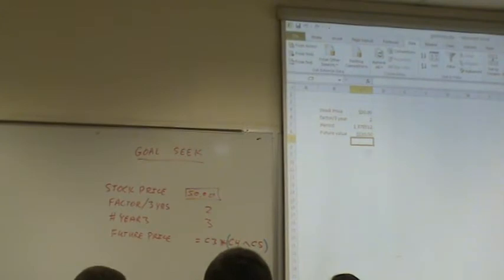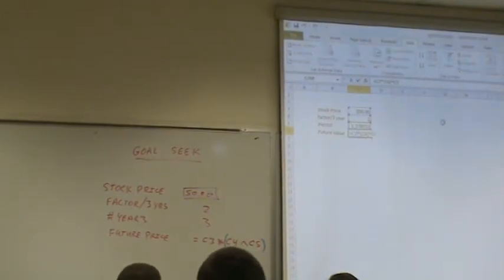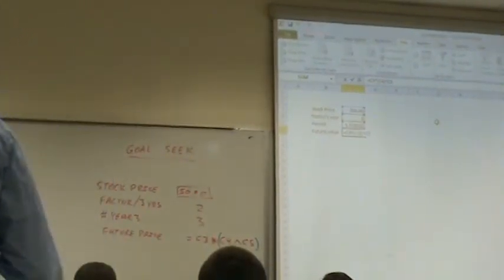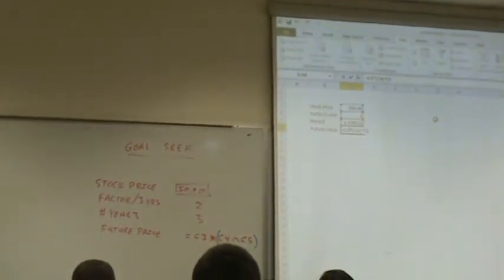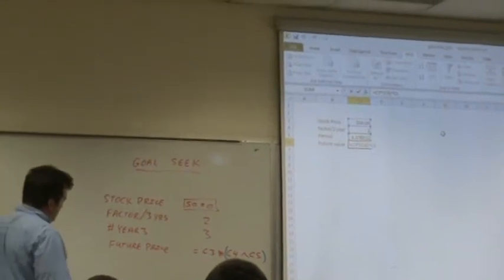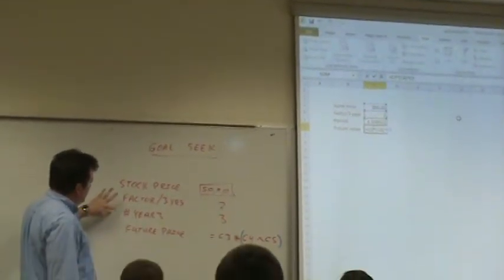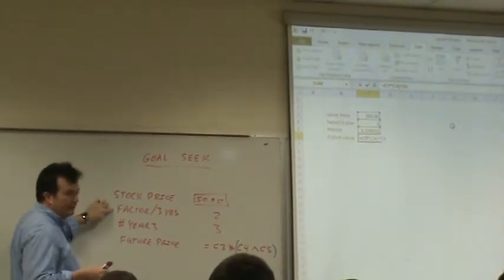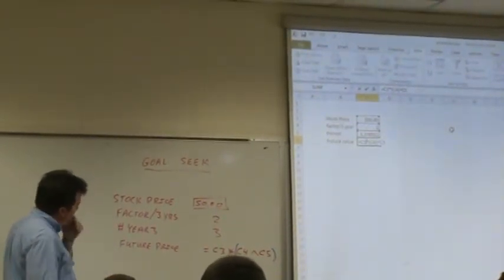Shouldn't it be C4 raised to the power C5 divided by 3? Because you're raising it every 3 years. Wait, I'm sorry, so it should not, should be C4 to the C5 equation? Is your factor every 3 years? No, it's doubling every 3 years. Yeah. Oh, I'm sorry, I see what you mean.